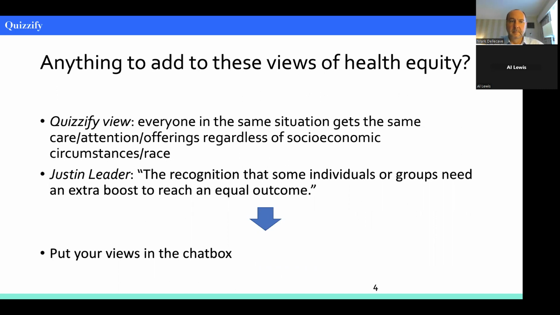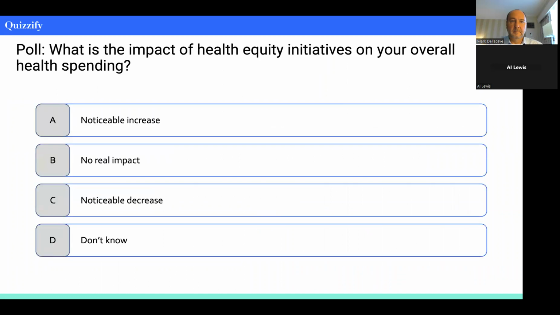Now, Justin Leader, who some of you I'm sure know or are familiar with because he is a leader, small l, in the benefits field, put it very well. He said, the recognition that some individuals or groups need an extra boost to reach an equal outcome. So if you have anything you'd like to add to that, just put it in the chat box.